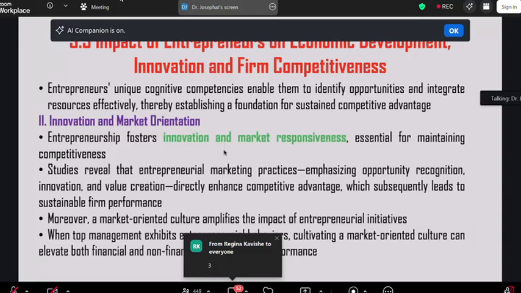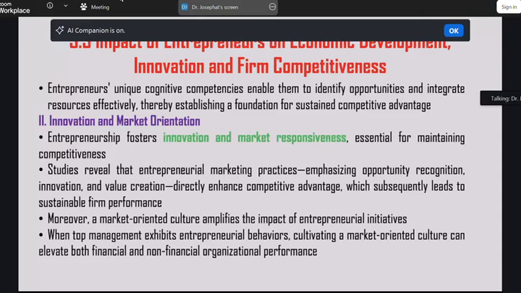The second one, innovation and market orientation. We can talk about the impact of entrepreneurs on firm competitiveness by combining these two elements, innovation and market orientation. Kwa sababu these market orientations, entrepreneurial orientations come from what we talk about as strategic orientations. And the strategic orientations also talk about competitive advantage in the firms. Na strategic orientations imegawanya katika makundi matatu. Tuna entrepreneurial orientation, market orientation, as well as learning orientation.